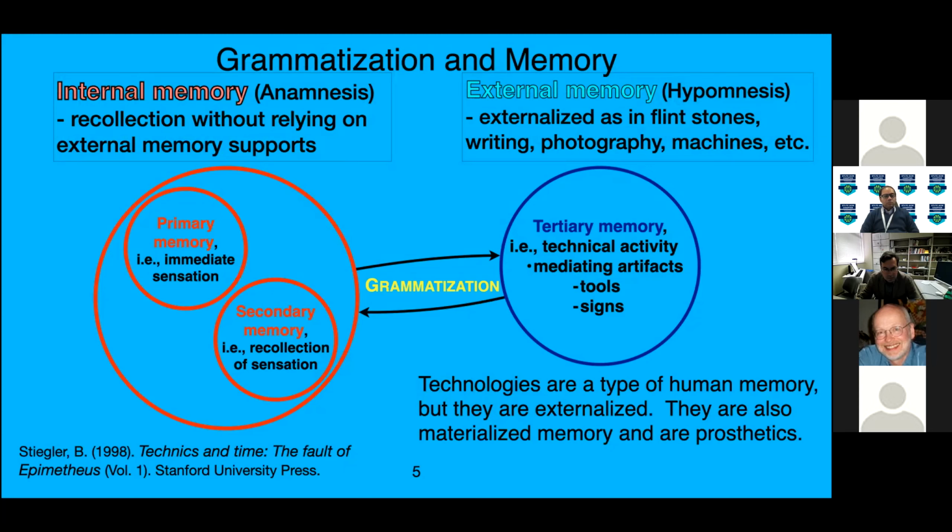So, our lived experience carried out in primary and secondary memory is converted into tertiary memory, such as tools and signs, by means of grammatization. Throughout human history, tertiary or external memory has been the background that guides our successive development. In Stiegler's view, individual and social memory is located not only in individual brains, but also among them and in artifacts.